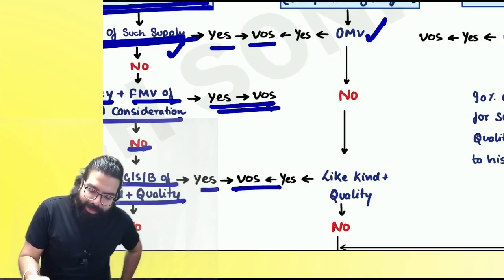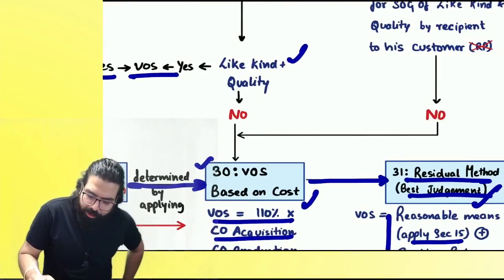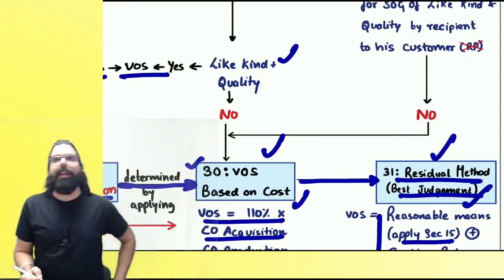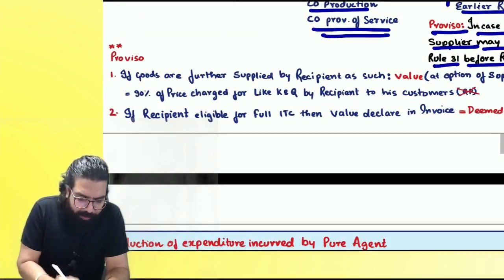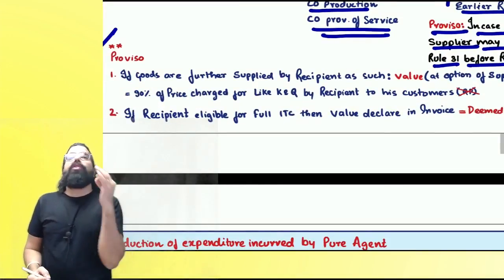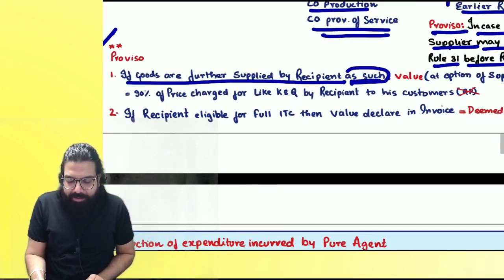And then they are telling the second point is not there. Here, like kind and quality can be taken. If that is not there, then 30 and 31. Can I go ahead, everyone? Now, in valuation rule number 28 there are two provisos which are given. Everyone over here: if goods are further supplied by the recipient as such, means as it is.